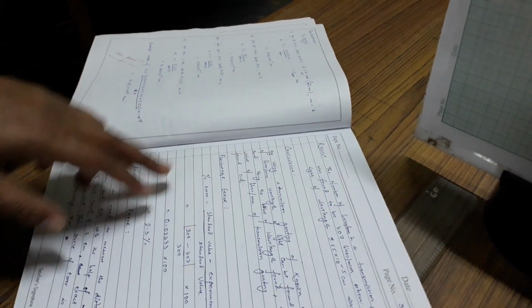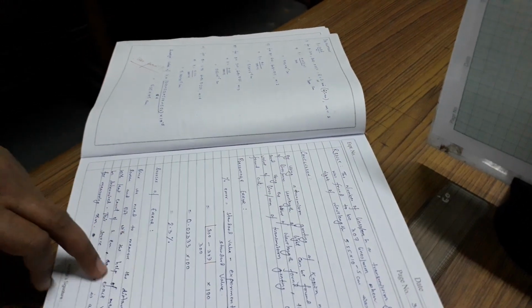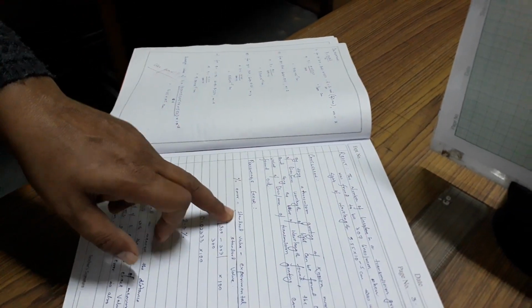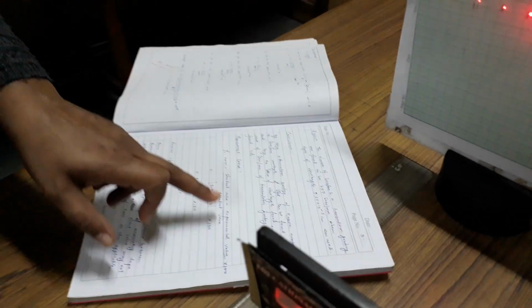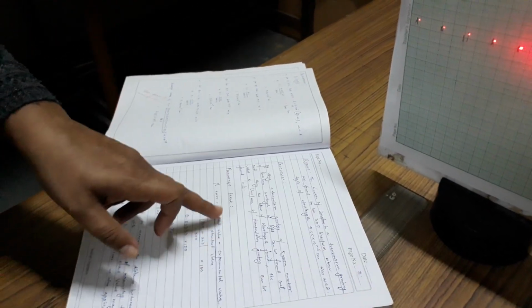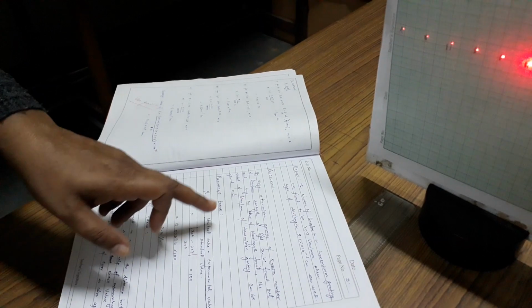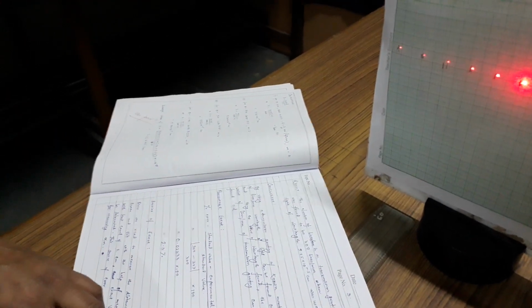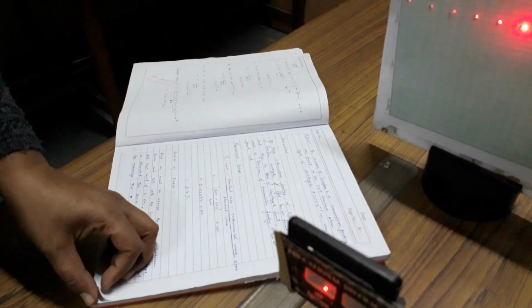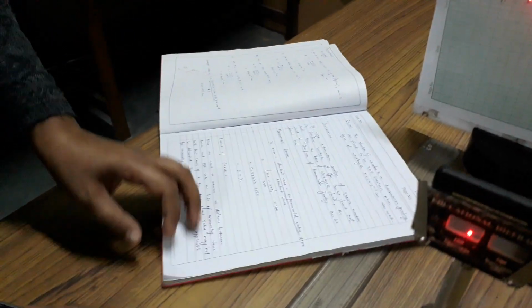Once I have computed the values of n, I'll find the percentage error, because the number of lines will be provided to you from the lab. So once you have that, you will calculate the percentage error. The percentage error will be the actual value minus the experimental value, divided by the actual value, into 100.